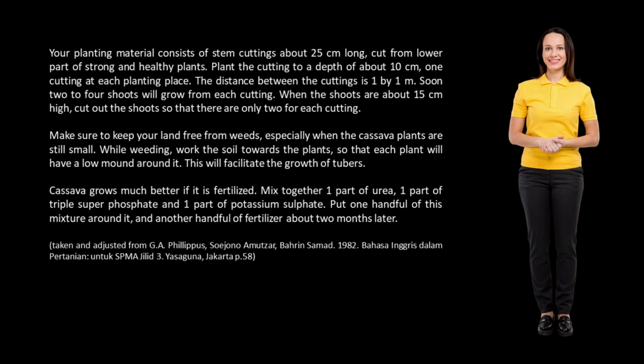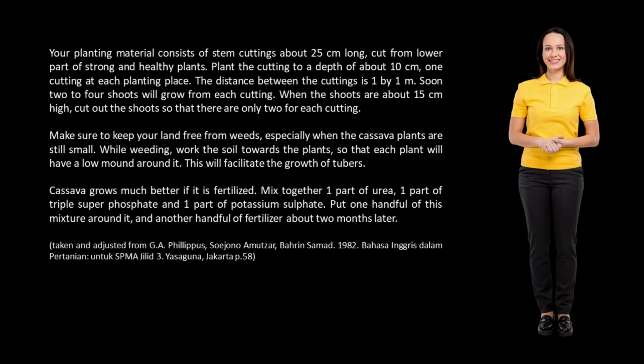Make sure to keep your land free from weeds, especially when the cassava plants are still small. While weeding, work the soil towards the plants so that each plant will have a low mound around it. This will facilitate the growth of tubers.